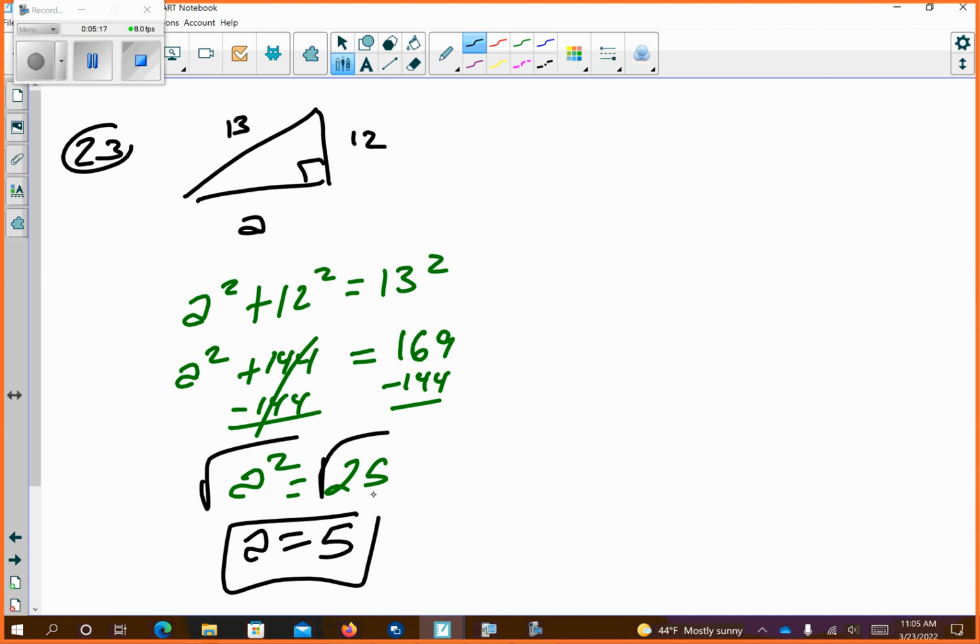How'd I get what? This is an A. I make my A's like that. My 2's look like that.